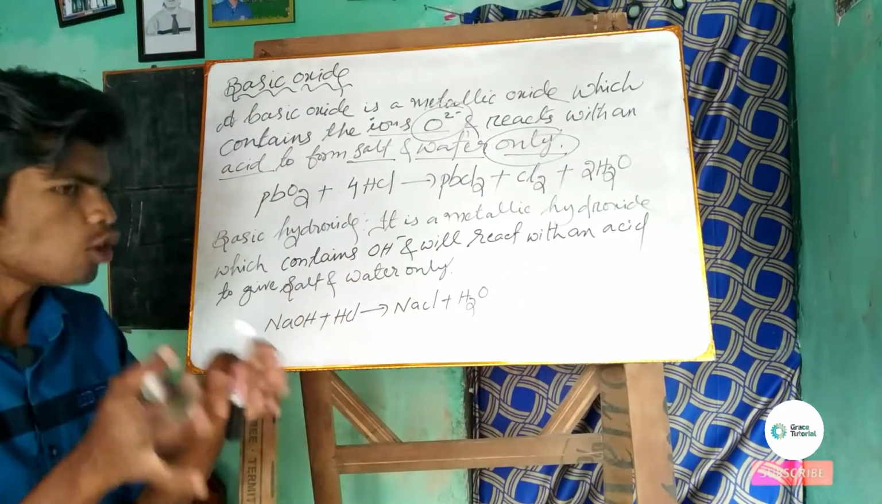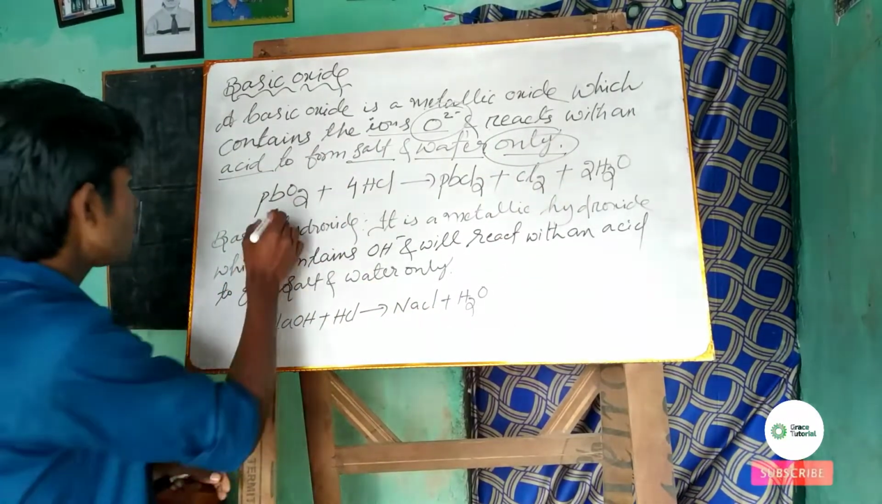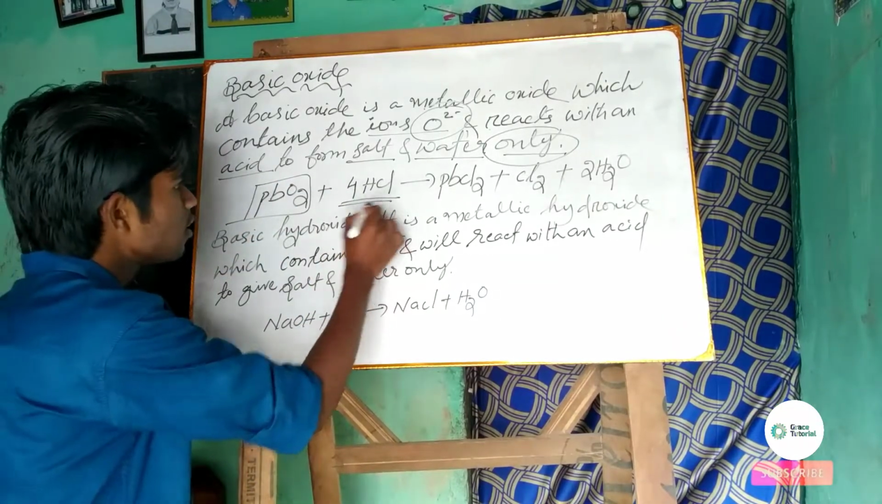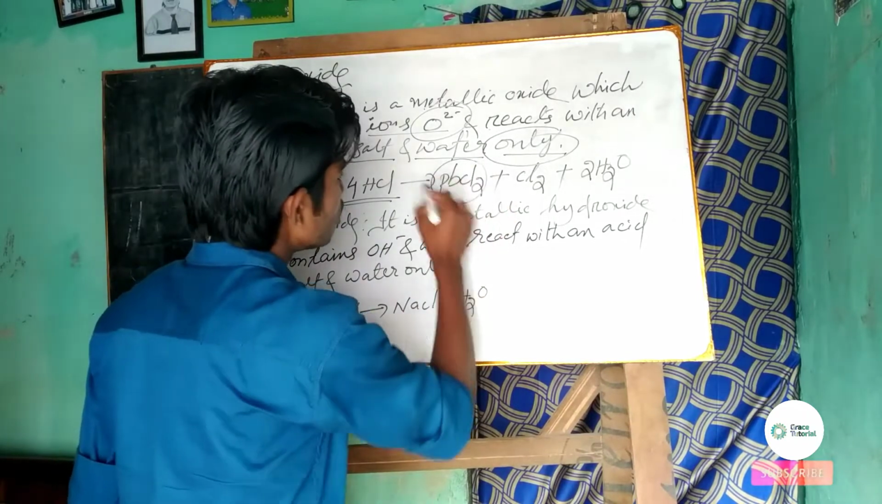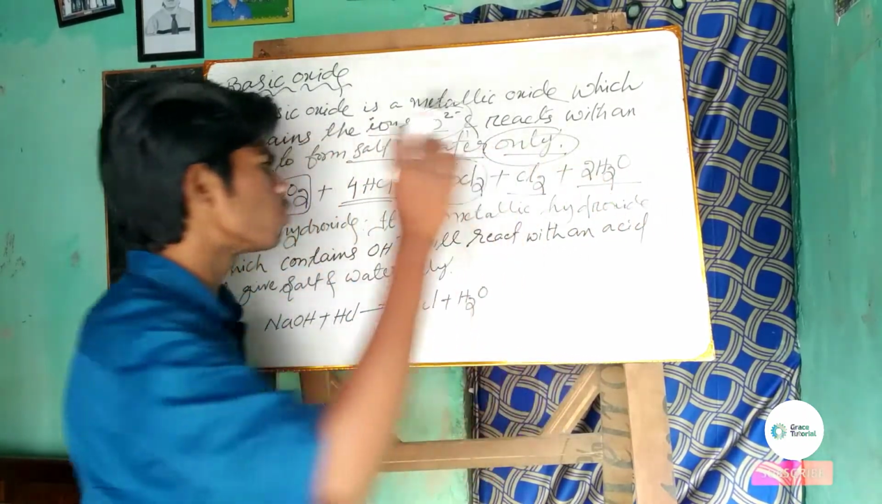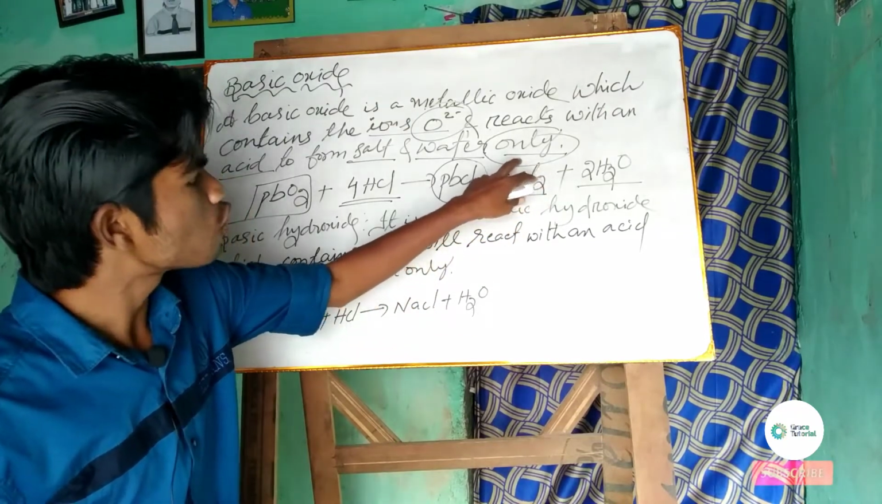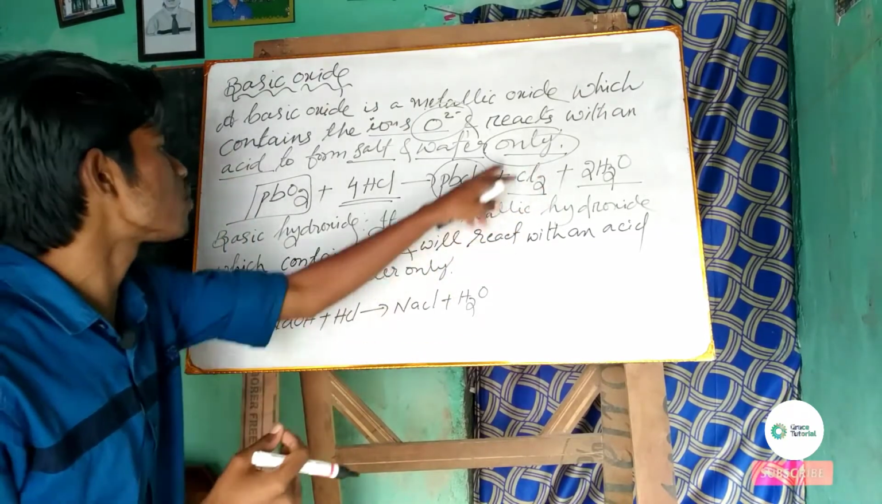So let us have a look at some examples. Well, we have lead oxide. When this lead oxide reacts with HCl, then we get lead chloride with a chlorine molecule as well as the water molecule. That means here the word 'only' is excluded from the class of the bases.